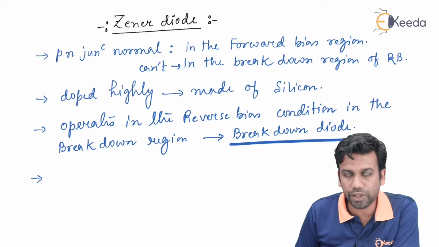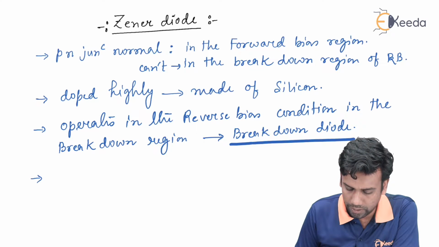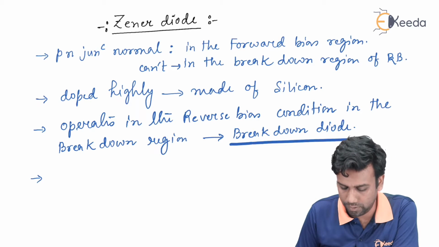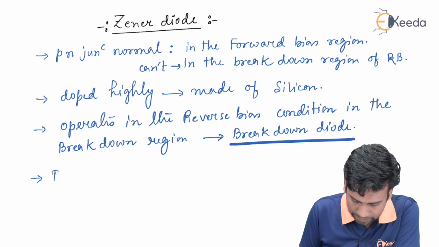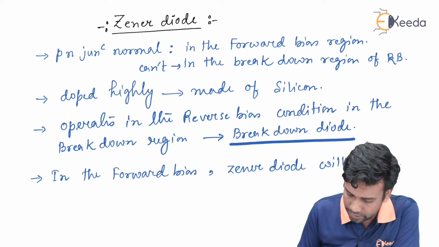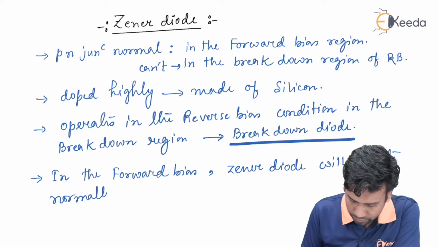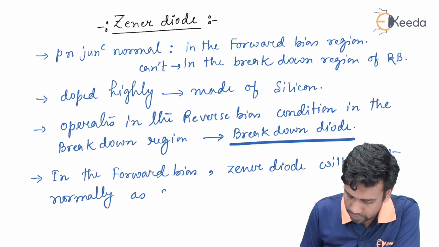Now the question is, if I make a Zener diode forward biased, what will happen? In the forward bias section, the Zener diode will operate normally as a semiconductor diode.